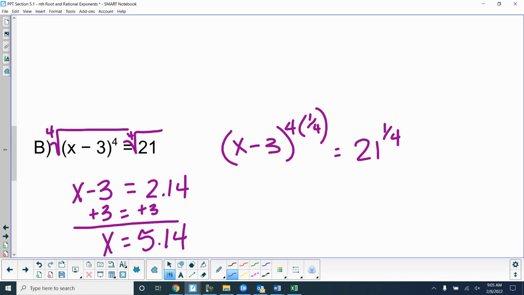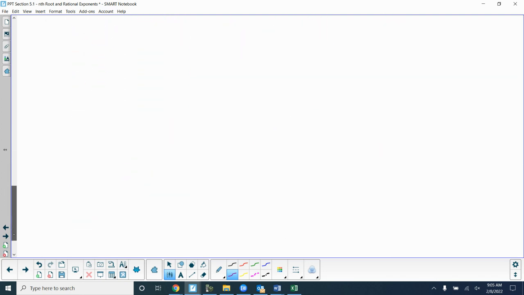Okay. Those make sense? So get the part that's being raised to a power alone first before you take the 4th root or 5th root, or take it to the 1/4 or the 1/5 power, or whatever you have to do. I think that's it for examples.